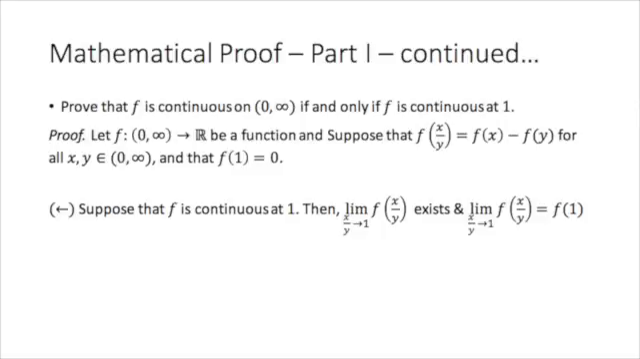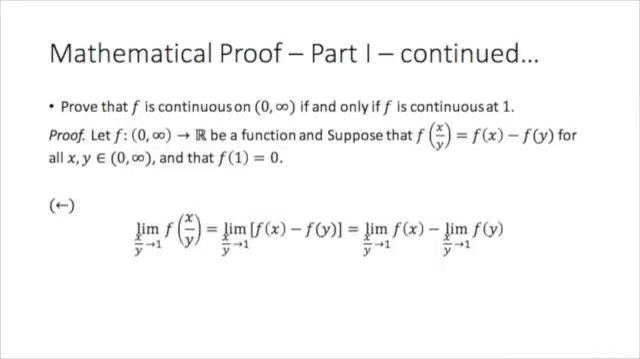So we suppose that f is continuous at 1 first. If f is continuous at 1, then the limit of the function of x over y as x over y approaches 1 exists. And we know from continuity, from lemma 1, that it should be equal to f of 1. And we know that f of 1 is equal to 0. So the limit of f of x over y as x over y approaches 1 should be equal to 0. So we can do some algebraic substitutions and manipulation.